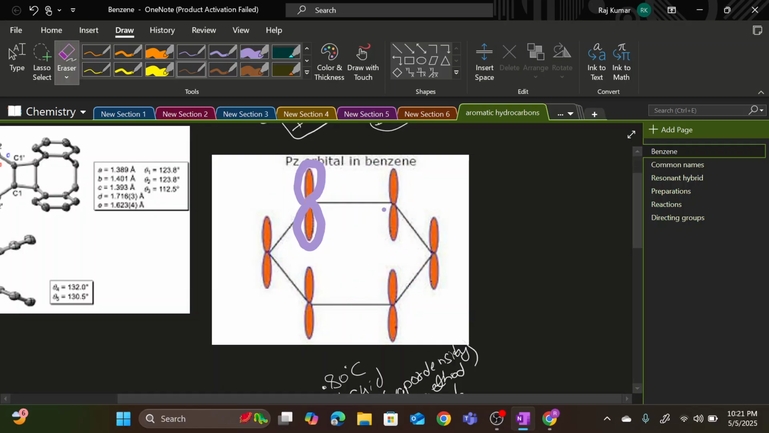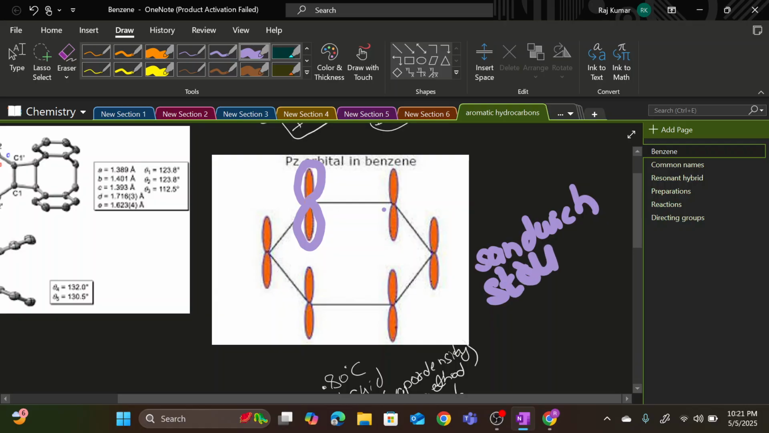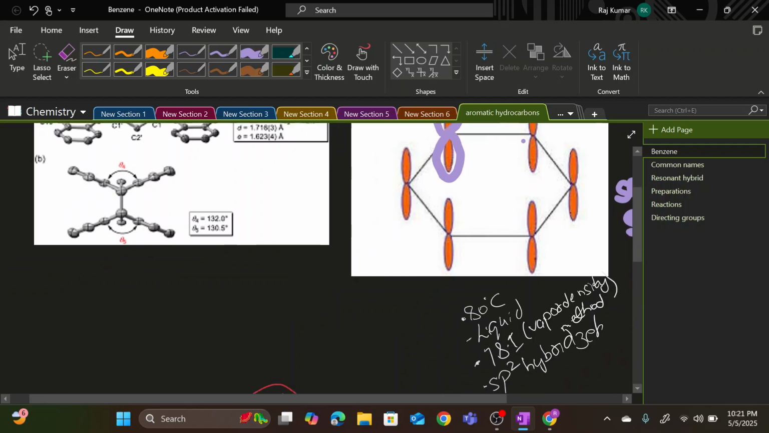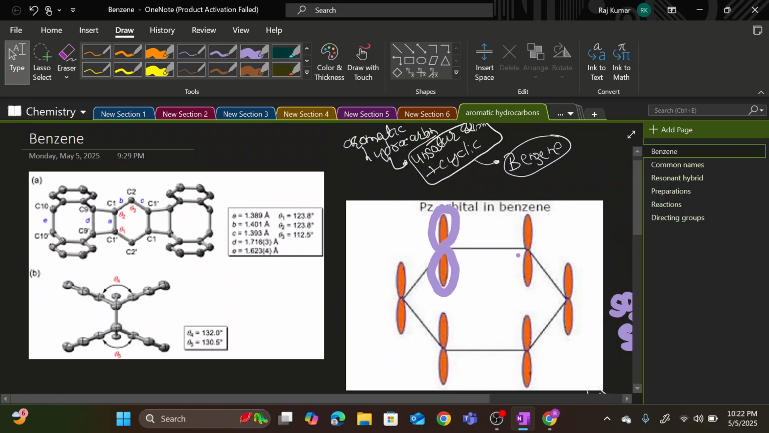So essentially what I really mean to say is benzene structure is more of a sandwich structure, which means that above it there are pi electrons, below it there is a pi electron cloud, and that basically makes it pretty stable. There are other factors for its stability as well. Sandwich structure is one of the factors.